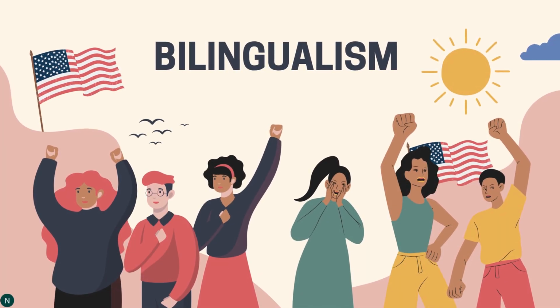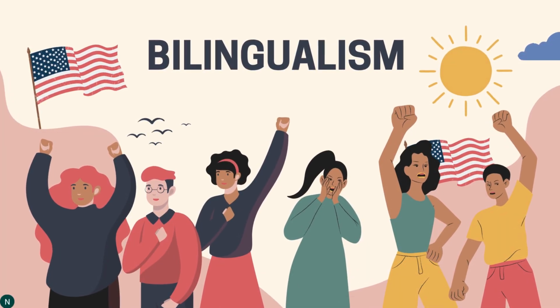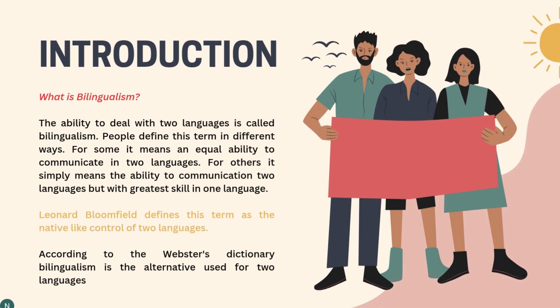Today, we are going to talk about bilingualism. What is bilingualism? The ability to deal with two languages is called bilingualism. People define this term in different ways.